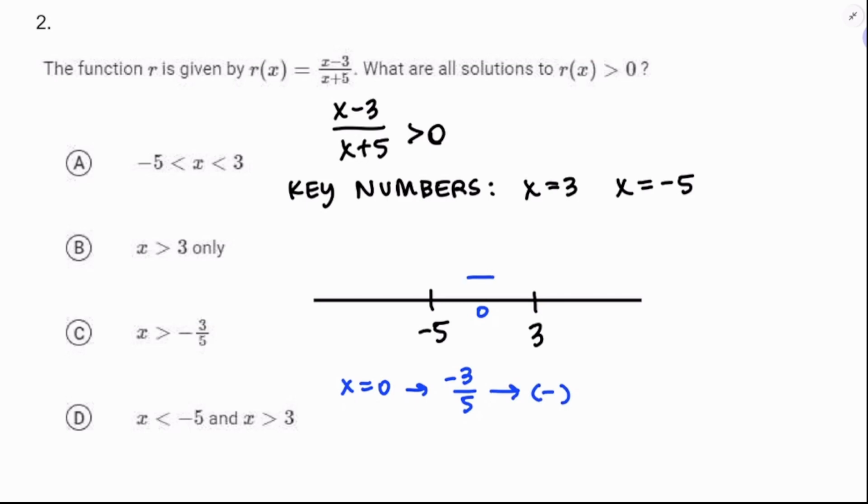For the other intervals, I think about the multiplicity of the zero of the numerator at x equals 3. It's a single root, so I'm going to see a sign change. X equals negative 5 is a single root of the denominator, so I'm also going to see a sign change. Since it's a strict inequality, I'm not interested in these places, whether they're vertical asymptote or zero, because I'm not going to include them either way. I'm interested when this is greater than 0, so x is greater than 3 or x is less than negative 5. That would be answer choice D.